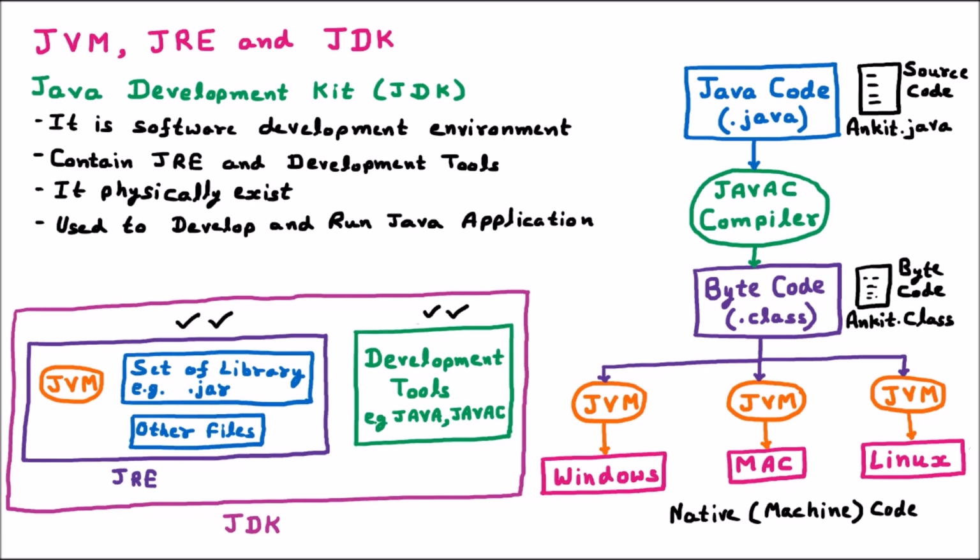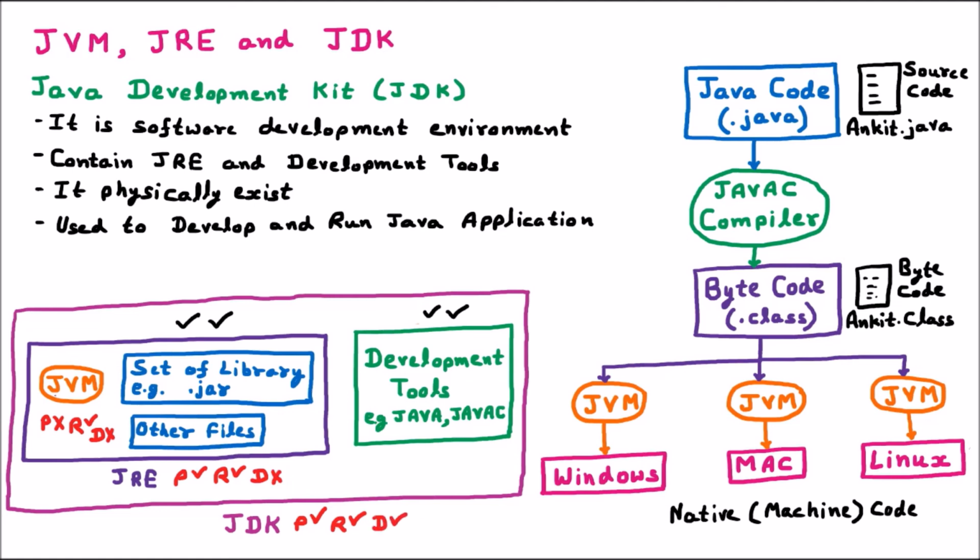If we see the difference between JVM, JRE and JDK, then JVM physically does not exist, but JRE physically exists and JDK physically exists. In JVM, we can run the application. Similarly, in JRE, we can run the application. Similarly, in JDK, we can run the application. But if we talk about developing, in JVM we cannot develop the application. In JRE we cannot develop the application. But in JDK we can develop the application.